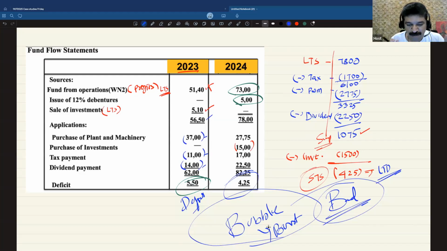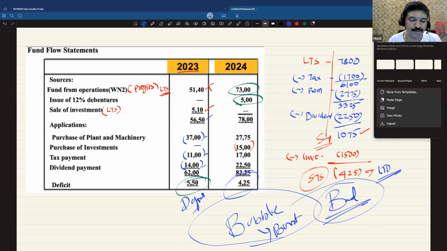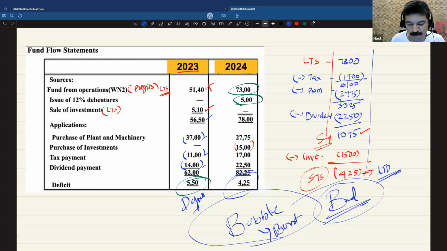So how many of you have got that clarity today? The essence of fund flow statement, the essence of fund flow analysis, and how many of you really admire this fund flow statement? How many of you are really impressed with the fund flow statement? If you're really impressed, just type impressed or whatever comes to your mind. If you find today's session useful, valuable, powerful, relevant, or important, just comment that.